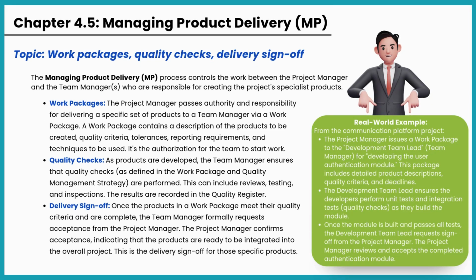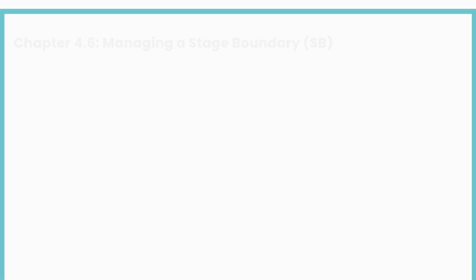Managing product delivery is where the actual doing happens. It's the handshake between the project manager and the team. The project manager gives a work package, basically instructions for a chunk of work. The team does the work, performs quality checks, and then gets formal sign-off when the products are ready. It's about ensuring quality outputs are consistently produced.